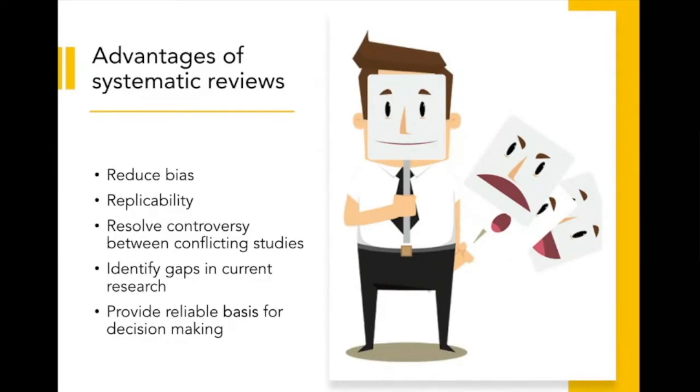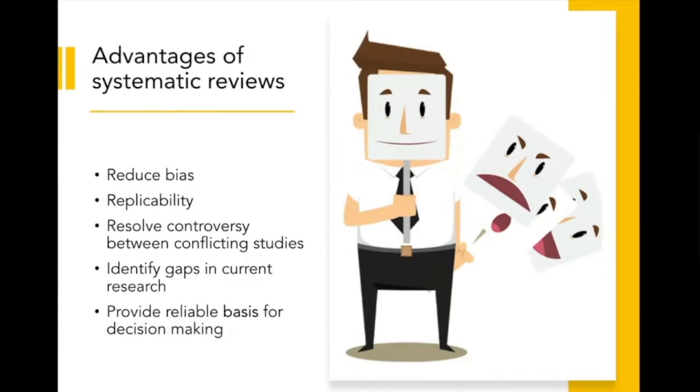Replicability means that the review can be used by others to be discussed further, to replicate your data. But for narrative review, because you're focusing on one topic and you already explain in detail about that topic, it usually doesn't include the findings or statistical analysis, so it cannot be replicated by other studies or other authors. And it resolves controversy between conflicting studies. It identifies gaps in current research, and it provides a reliable basis for decision making.